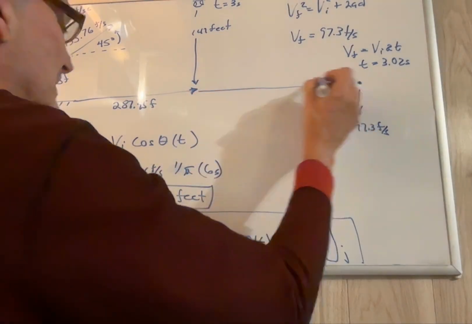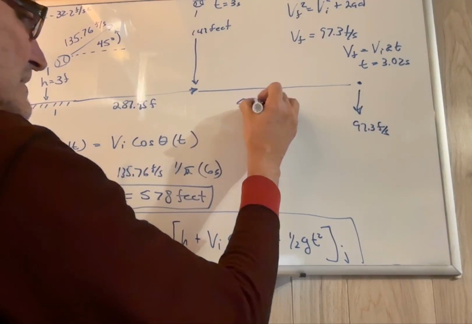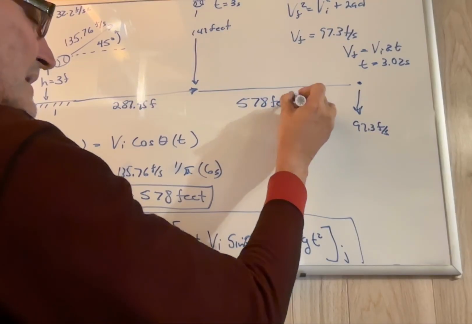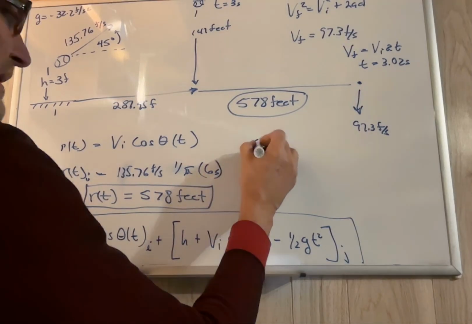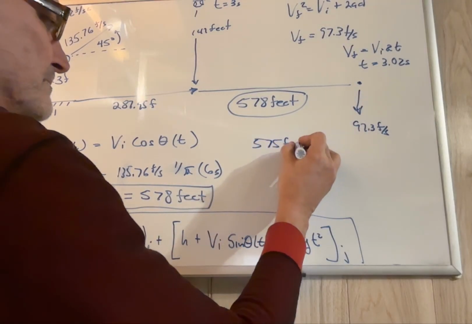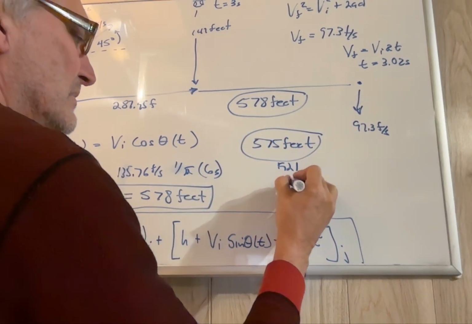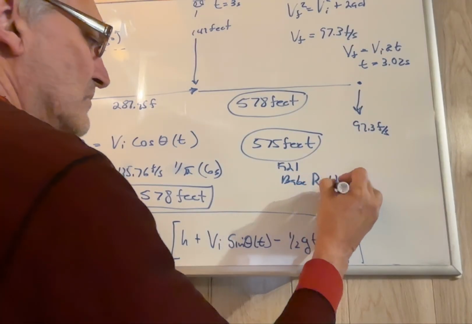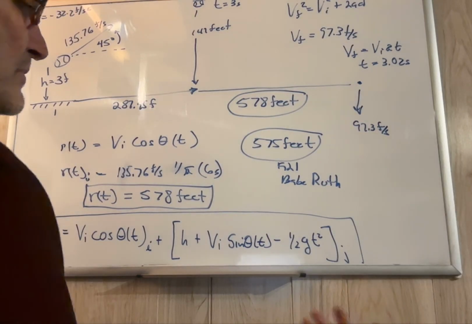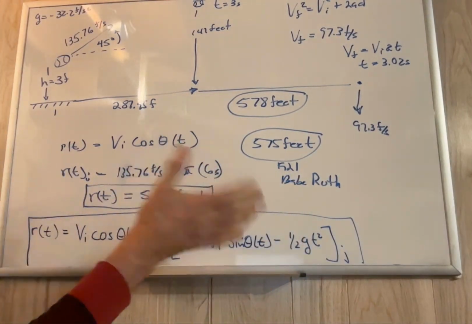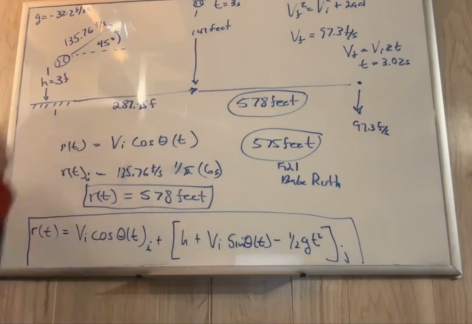So from when the ball was hit, from here all the way to here is 578 feet. Yeah, that's definitely home run material right there. I think Babe Ruth in 1921 hit 575 feet in 1921. Right, Babe Ruth. So if you think about this, we've just sort of imitated what Babe Ruth did in 1921.